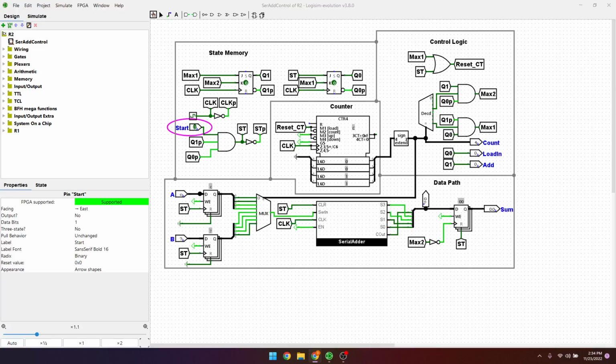Obviously, the original circuit was just this serial adder right here, and that's it. And by adding this control logic, we now have this literally motherboard-looking thing. So it definitely makes it more complicated in the short term, but in the long term, now you don't have to do anything other than hit start and then put in your two input values. It's effectively a function.